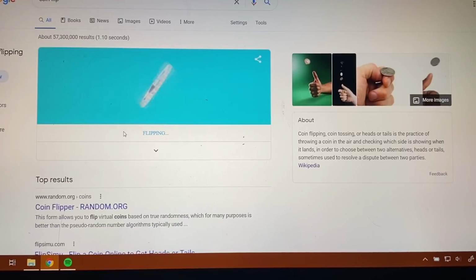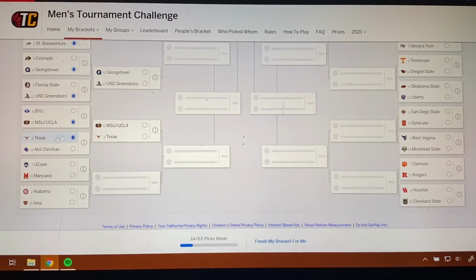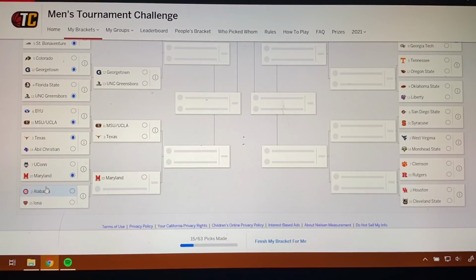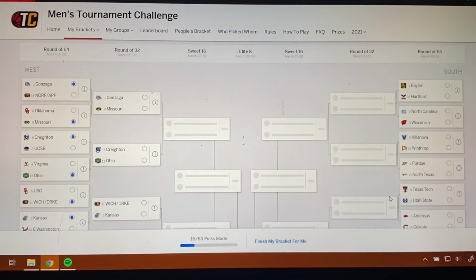Connecticut versus Maryland. I had Connecticut making a huge run in my tournament predictions video, but they will falter here in the first round to Maryland. So up next, Alabama versus Iona, the Fighting Rick Pitino's. Who does the coin flip have? We have Alabama as the 2 seed moving on. Should I feel disappointed about that? I don't know. But we'll move over here to this region, the South region.